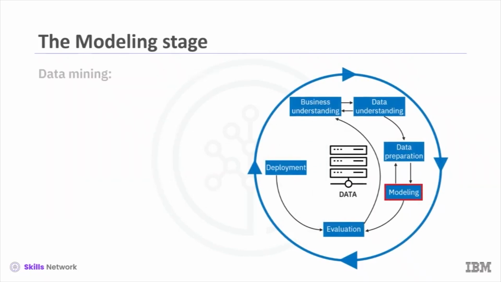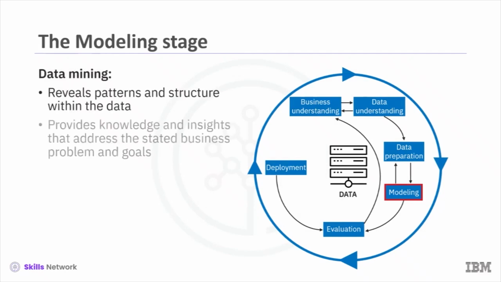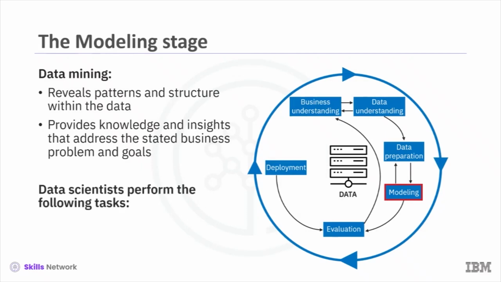The modeling stage fulfills the purpose of data mining and creates data models that reveal patterns and structures within the data. These patterns and structures provide knowledge and insights that address the stated business problem and goals. Data scientists select models based on subsets of the data and adjust the models as needed. Model selection is an art and science. Both foundational methodology and CRISP-DM focus on creating knowledge information that has meaning and utility.